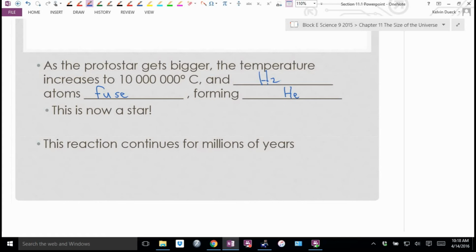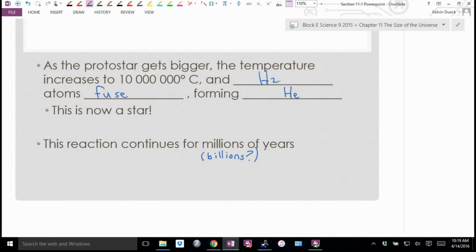And as soon as fusion starts to occur, it now gives off heat and light. It's a star. That's like the let there be light, boom, moment. This reaction continues for millions of years. Bigger stars last millions of years. Smaller stars can last billions of years.